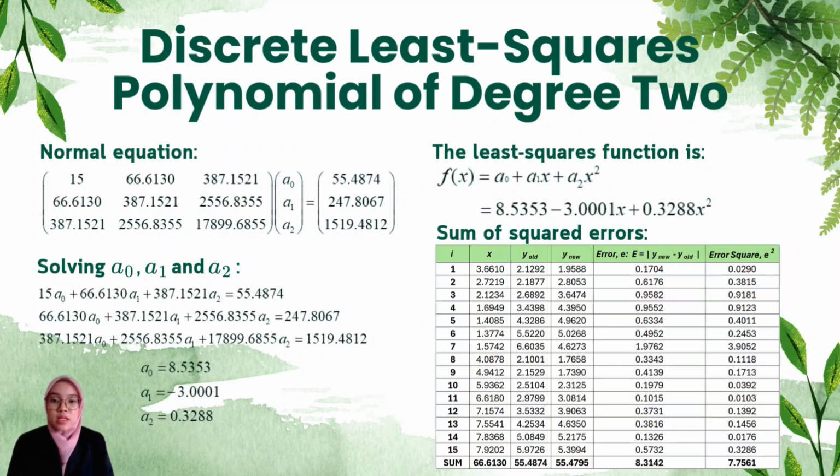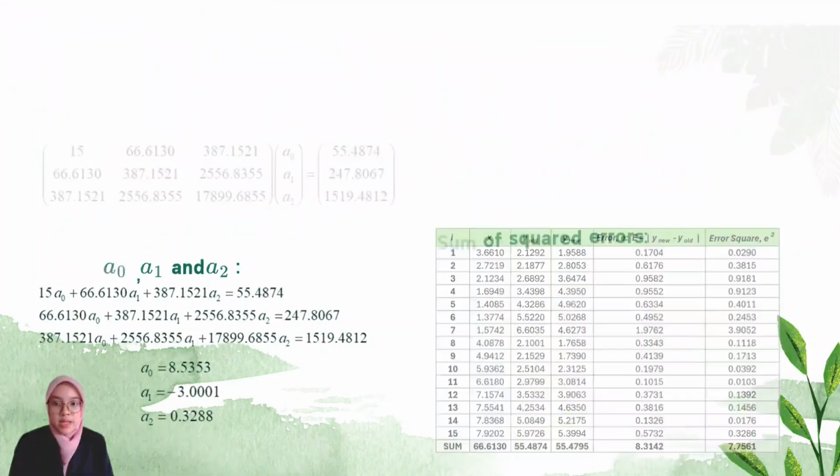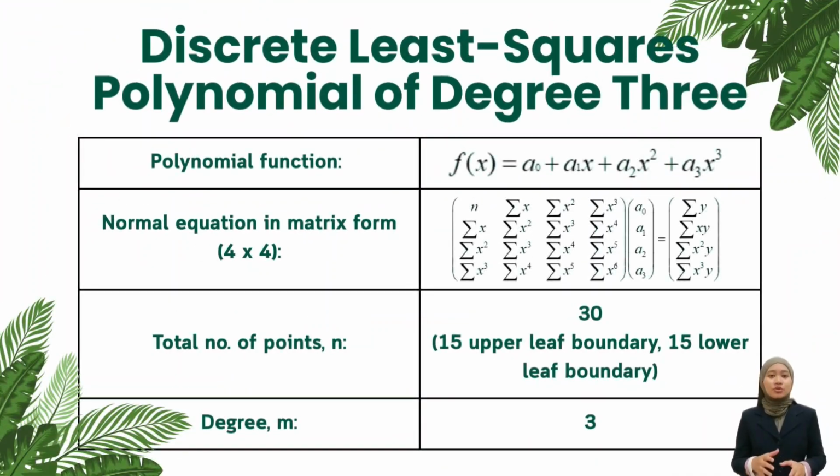We will get f(x) equal to 8.5353 minus 3.0001x plus 0.3288x squared. Lastly, we find the summation of squared errors, and we get the error squared as 7.7561 for the lower leaf boundary. Moving on to the next section, modeling the leaf profile using a discrete least squares polynomial of degree 3.